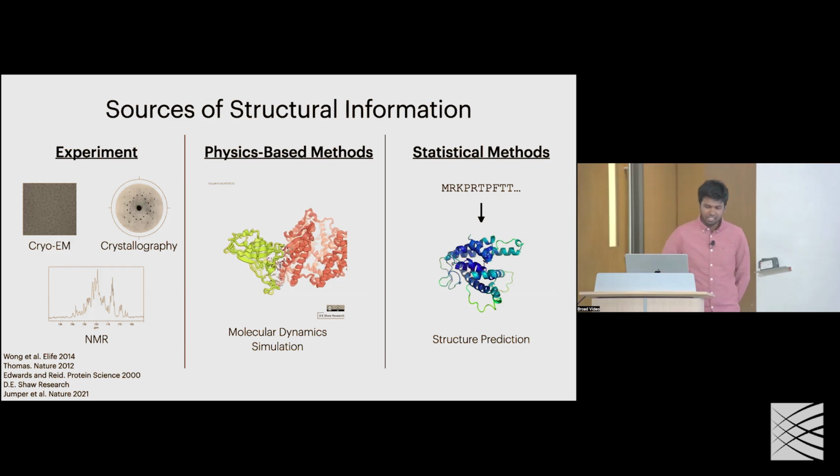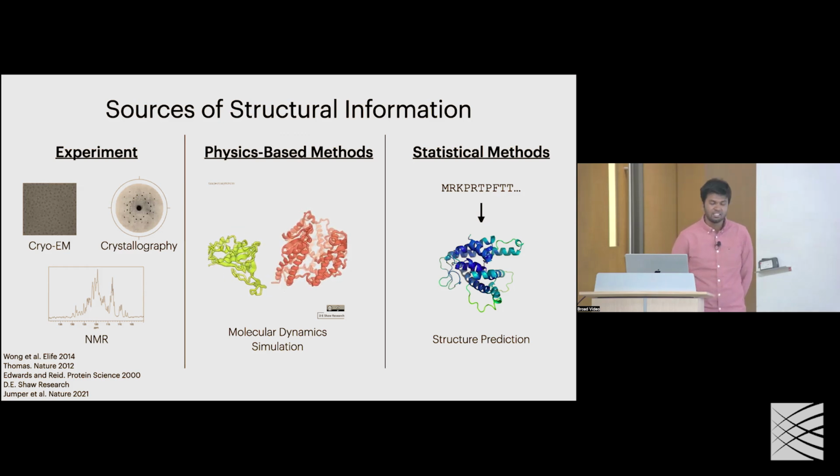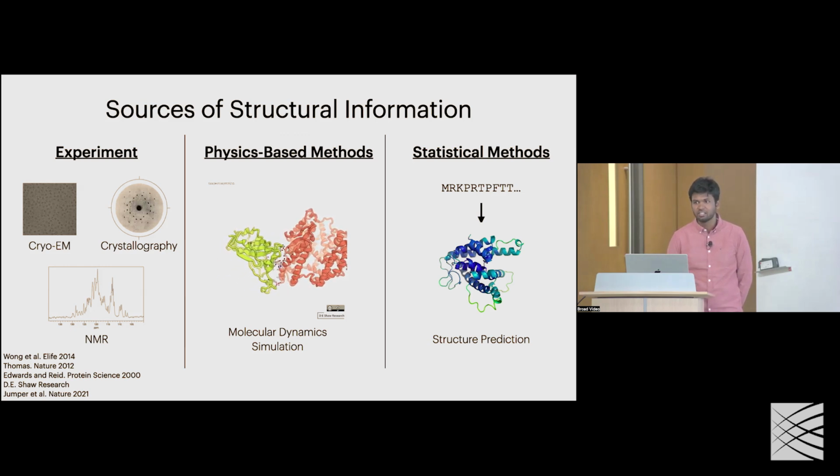And so there are multiple techniques we can use to study this structure. They broadly fall into three categories. One is experiment, including cryo-EM, crystallography, NMR, where we use experimental techniques to directly probe samples of proteins. Physics-based methods like molecular dynamics, where we use our knowledge of biophysics to simulate the dynamics of proteins. And finally, statistical methods like AlphaFold, which use data-driven priors to make plausible hypotheses about structures from their sequence.